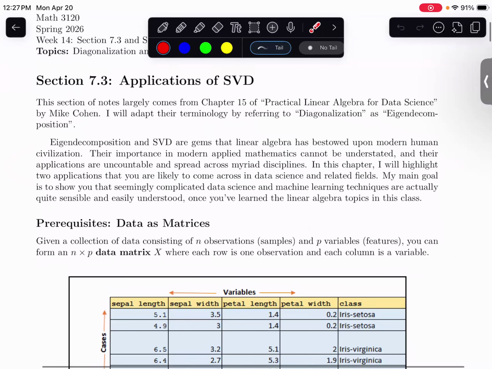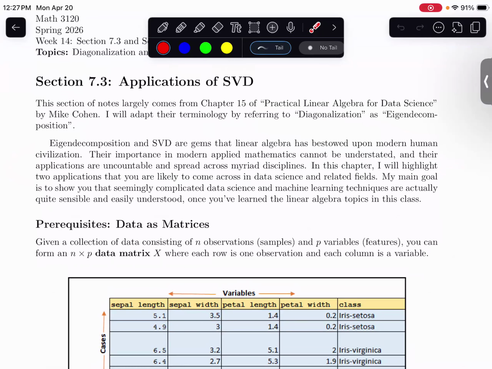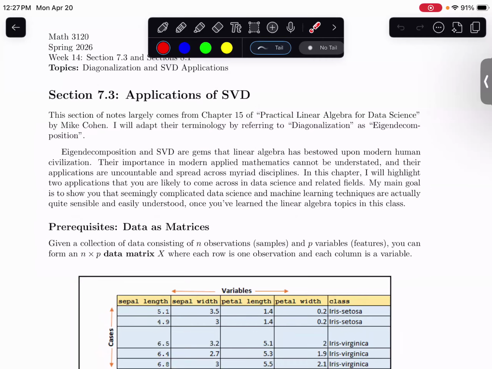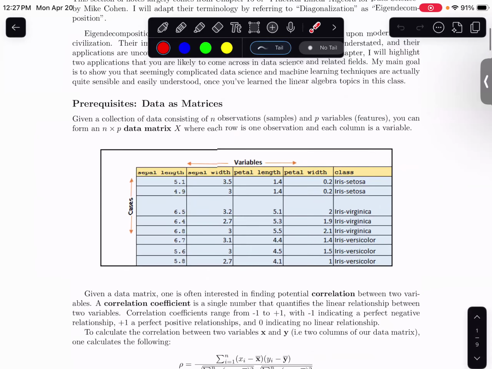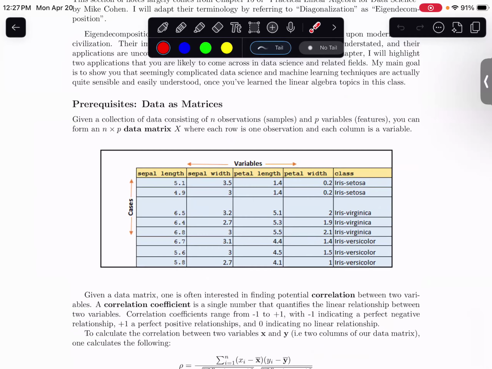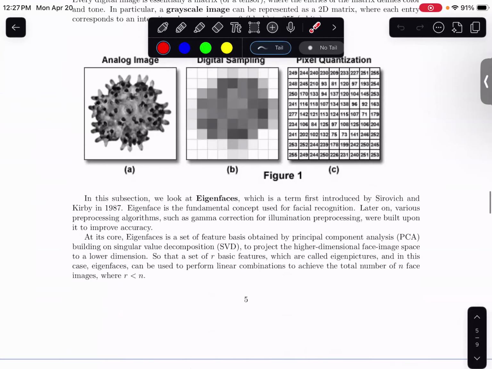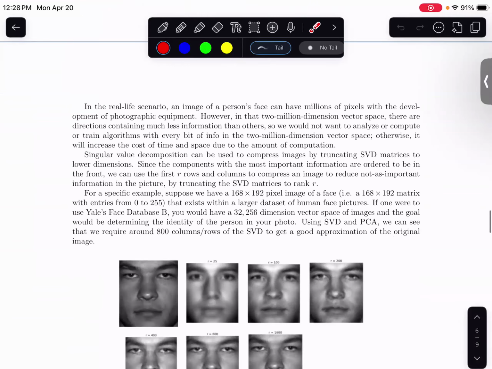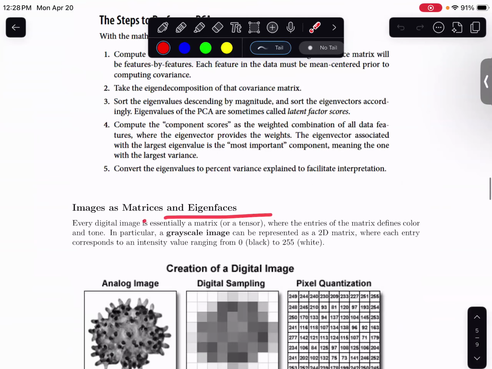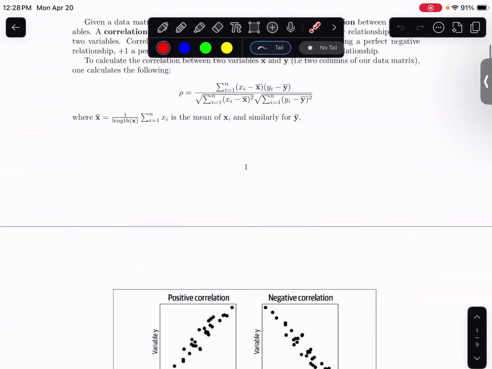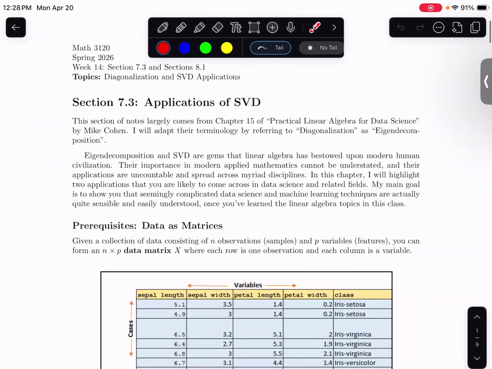And so they wax pretty poetic about eigen decomposition and singular value decomposition here, where they call it the gems that linear algebra bestowed upon modern civilization. It's really a matter of perspective, though. It's recommendation systems for Netflix or the YouTube algorithm, and eventually we'll be going into facial recognition using eigenfaces. So there's good aspects and bad aspects, but we'll go into that kind of stuff.